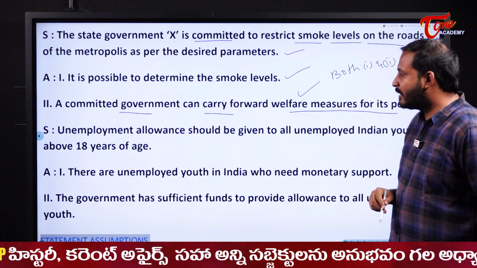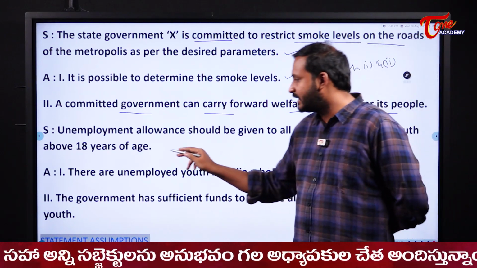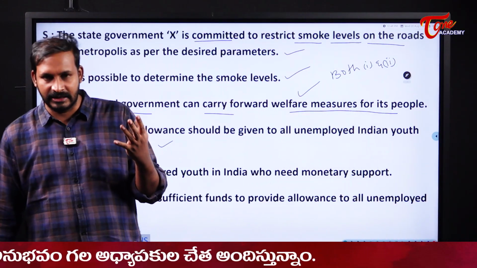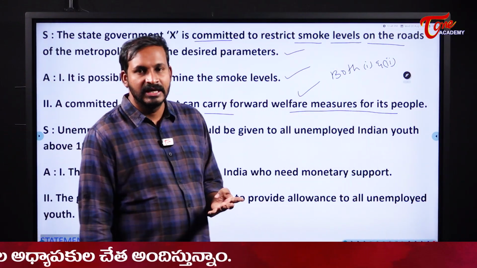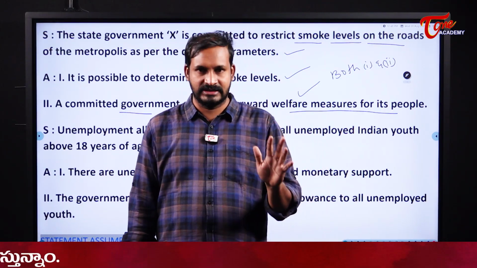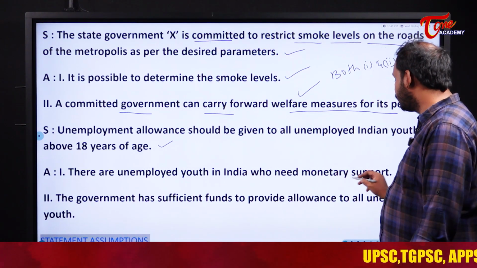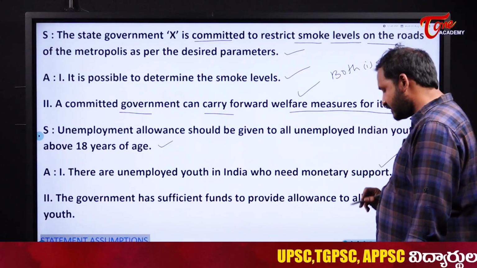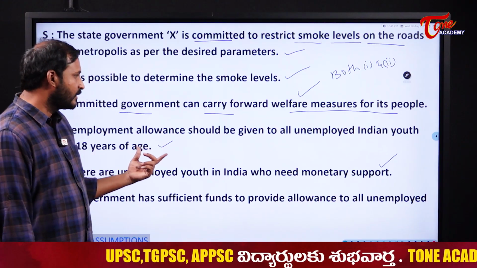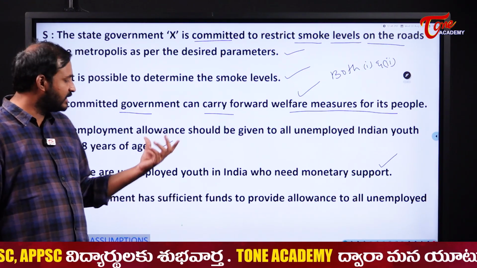Next, unemployment allowance should be given to all unemployed Indian youth above 18 years of age. That is the statement. So yes, we can understand that there is unemployment, that is the first case, and right now they are not giving any allowance. They are demanding the allowance. These are the two things we can make. Now, there are unemployed youth in India who need monetary support. Yes, that is the reason they are demanding money for unemployed youth. Allowance should be given. They want the monetary support. That is the reason they are asking for that one.